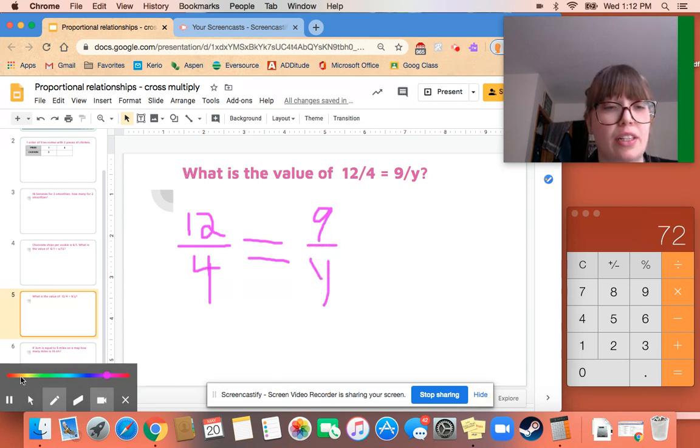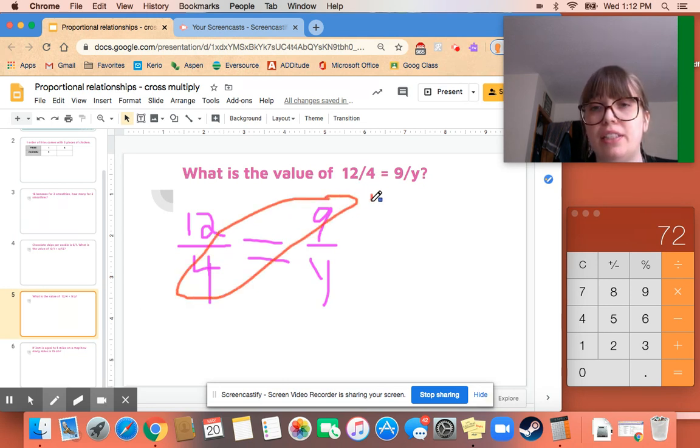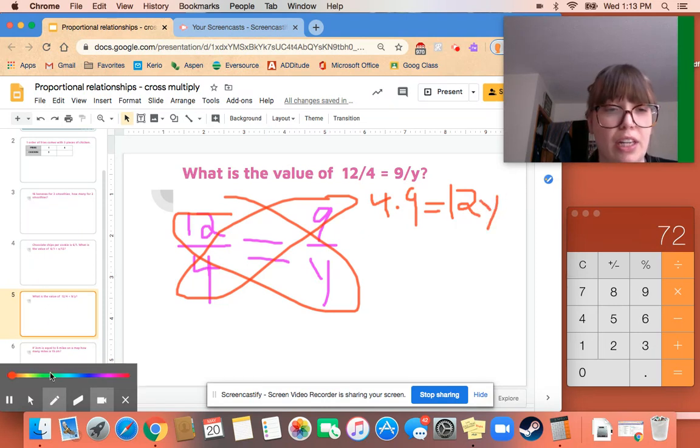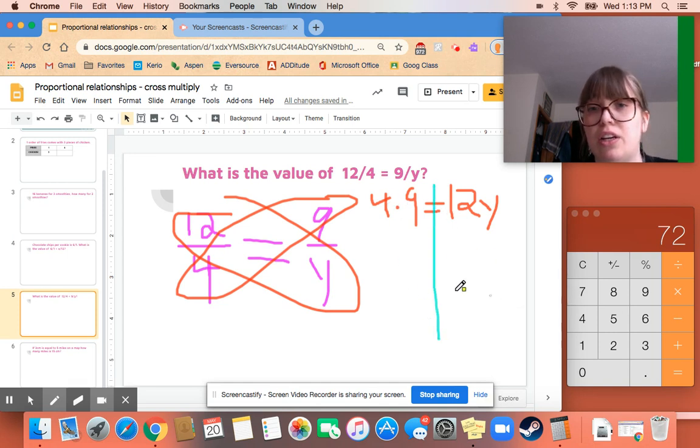Great. Let's cross multiply. 4 times 9 is going to be equal to 12 times y. I'm going to have to do some division in this one, but we won't be afraid because we have a calculator and all the tools we need. All right, 4 times 9. Hopefully you know that, but we have a calculator. 4 times 9 is 36, which is equal to 12 y's.